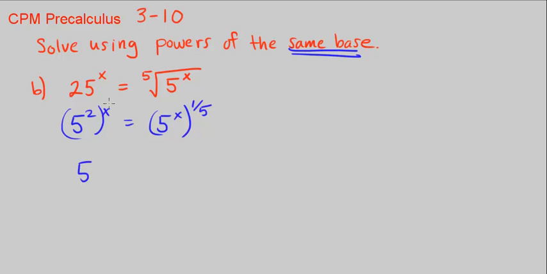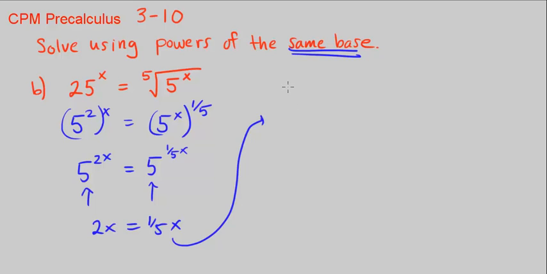So again, we could rewrite this as just 5 to the power of 2x. And we can rewrite this as 5 to the power of 1/5 x, because we're just multiplying the exponents here and here. Same base, 5 and 5. That means 2x, the exponent, is equal to 1/5 x, the exponent here. So 2x is equal to 1/5 x.